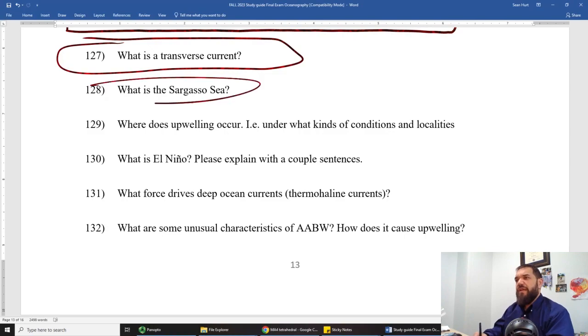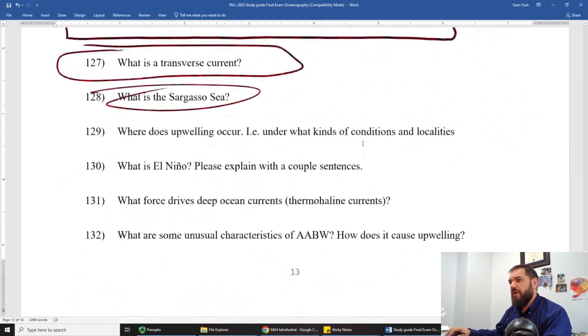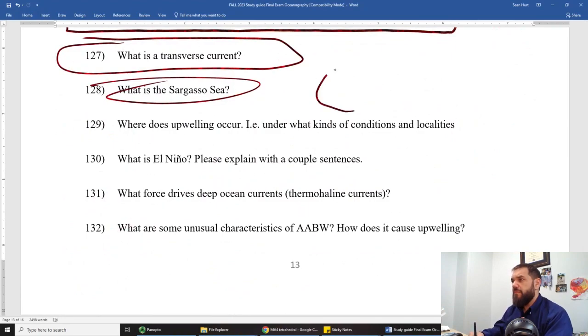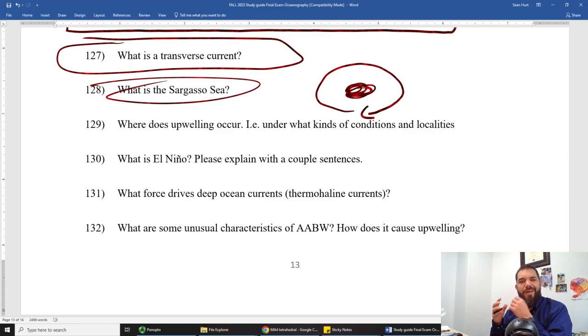This is a question. What's the Sargasso Sea? The Sargasso Sea is the interior of a gyre in the North Atlantic. In the North Atlantic, the inside of the gyre doesn't have very much water flow, right? There's not much current flow there. So a lot of floating stuff that floats in the ocean, for lack of a better word, ends up in the middle of these gyres, right?